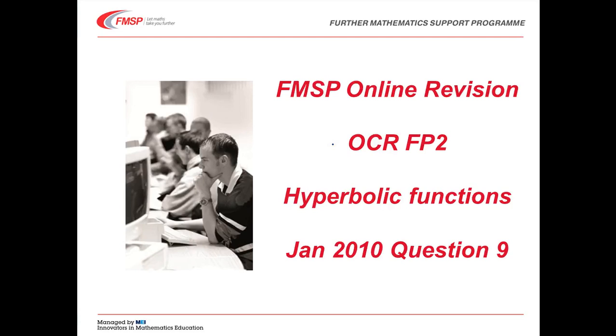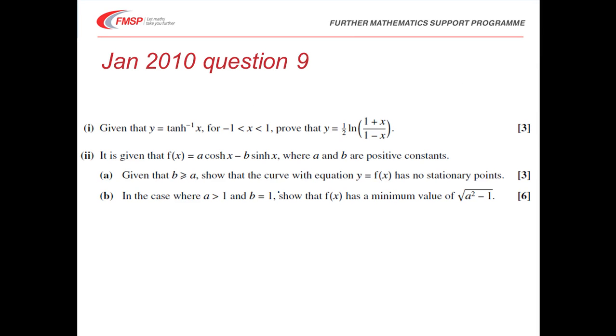This session is for OCR FP2, the topic is hyperbolic functions, and we're going to be looking at question 9 from January 2010. So just having a look at the question in full, first of all. Part 1, given that y equals the inverse tanh of x for x between -1 and +1, we've got to prove that y equals a half log of (1 plus x) over (1 minus x).